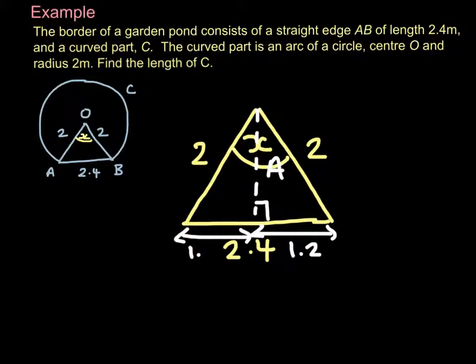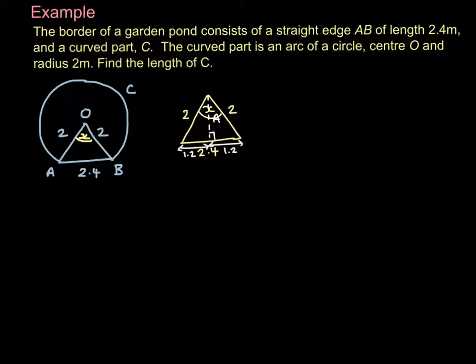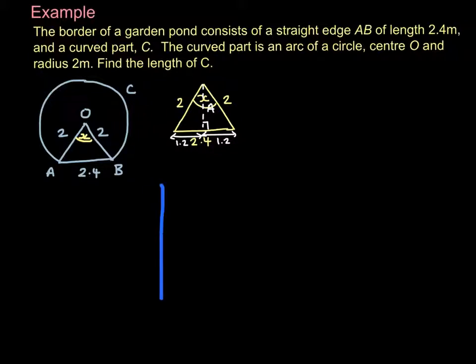And A is going to be half of x. So once I've worked out A, I'll double that, I'll get my x angle. And we move on from there. Okay? So that's what I've done to that triangle.